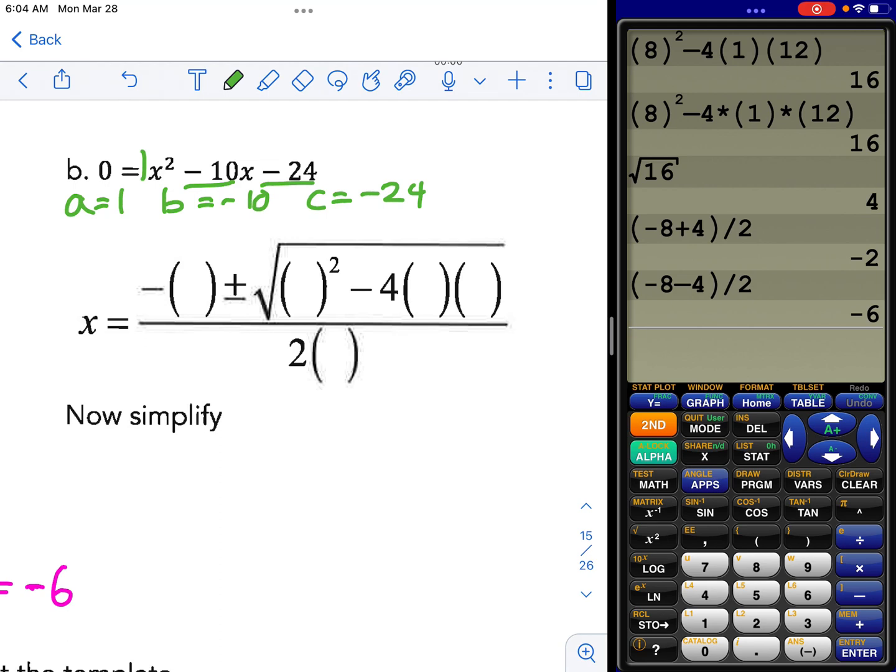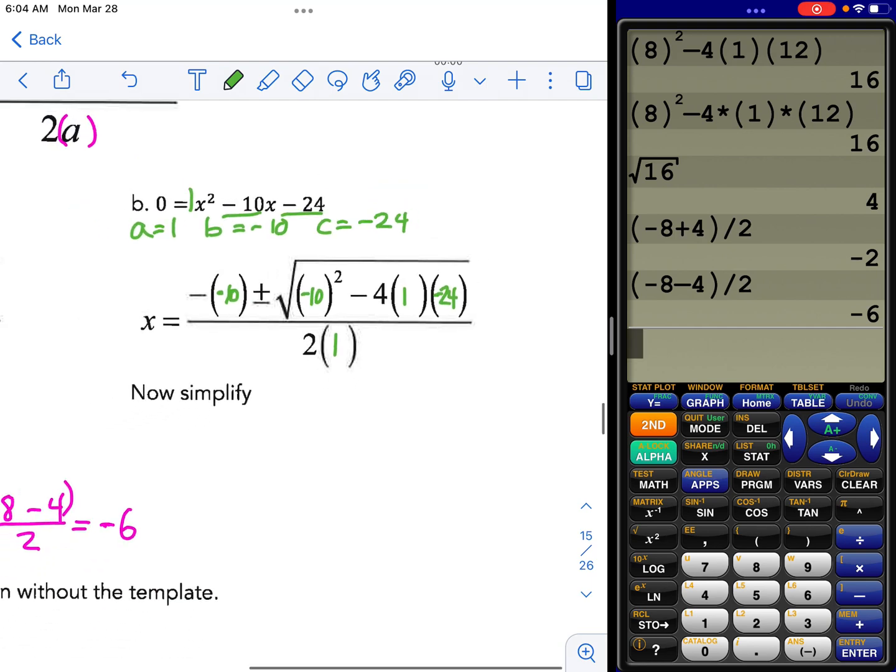Okay, go ahead and pause the video and use the template below to find the two answers. And then restart the video to check your solution. Okay, if you're listening to me again, I'm assuming you've attempted this on your own. So we use our template here. We put B in, which is -10, and B here, -10 squared. That's where the bracket's going to be super important. Same with over here. A is 1, C is -24, and all over 2 times A, which is 1.